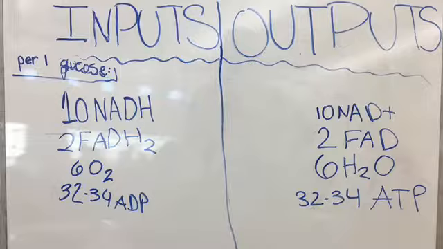The inputs per glucose for this reaction are 10 NADH, 2 FADH2, 6 O2, and 32 to 34 ADP. The outputs for this reaction per glucose are 10 NAD+, 2 FAD, 6 H2O, and 32 to 34 ATP. This will then combine with the other ATP made in previous processes, making 36 to 38 ATP for living organisms.